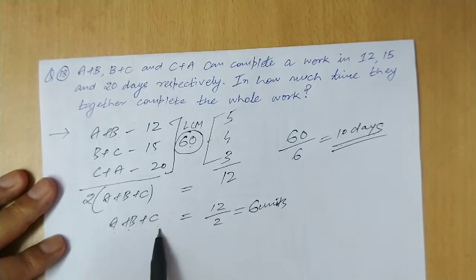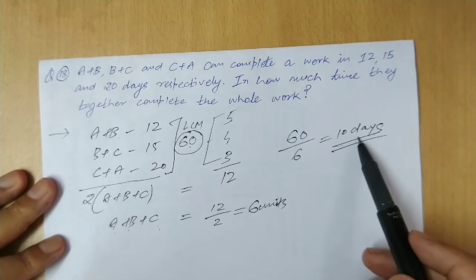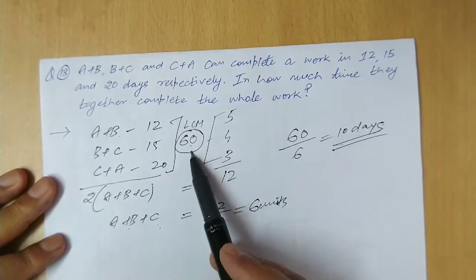So if a plus b plus c work together, they will require 10 days to complete the whole work, which is 60 units.